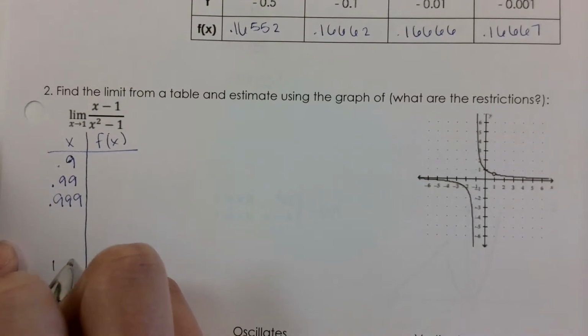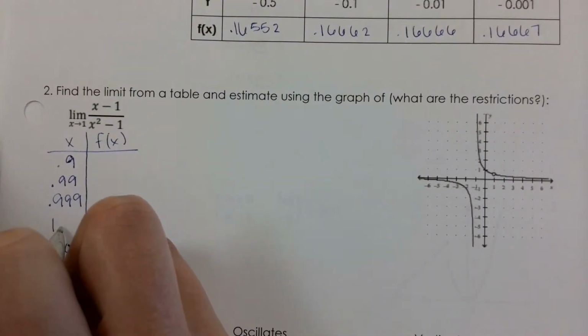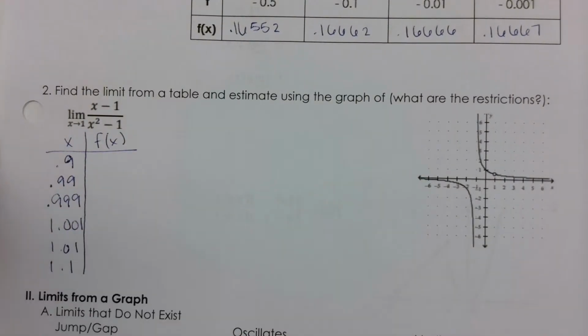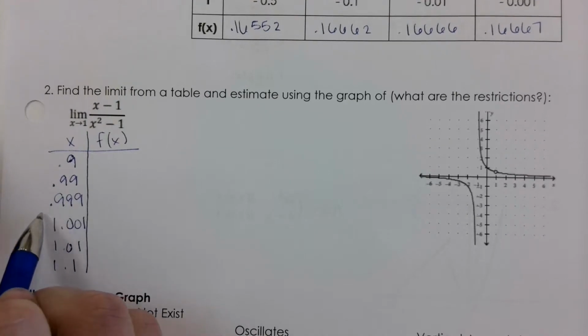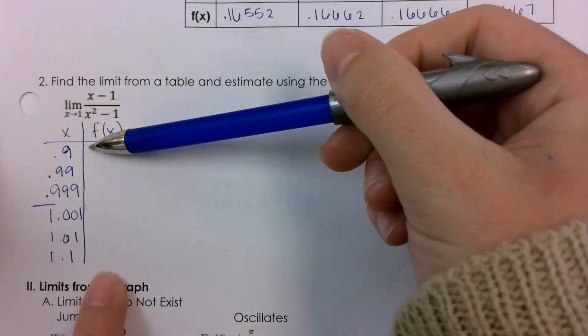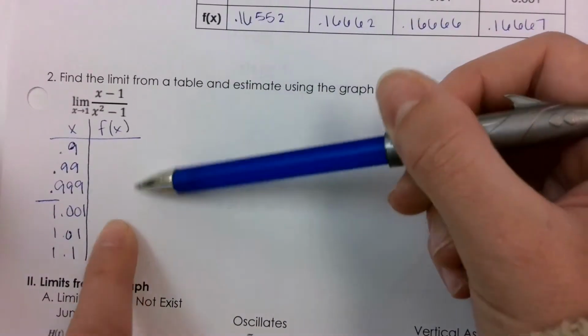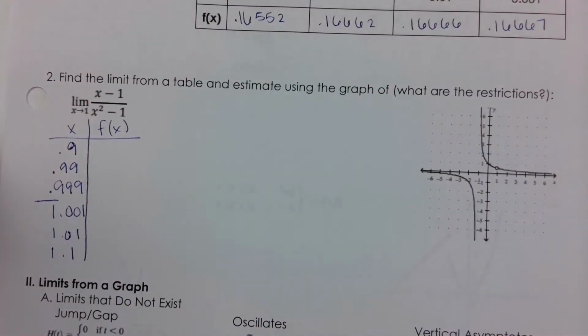So 1.1, 1.01, and what else? So I went backwards on that just because in my head it makes sense for 1 to be in the middle right here. And if I did those the other way around, I wouldn't like how the table looks. But anywho. So as we get closer to 1 this way, your y value should also get closer to some number. So we're going to see what that is.